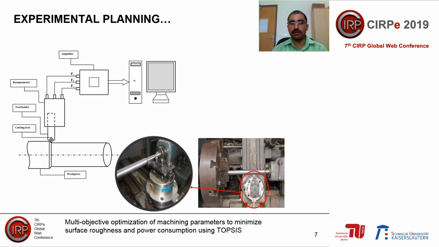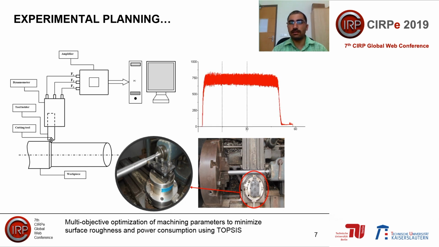And this is the actual picture of the setup, in which the Kistler dynamometer is clearly visible, on which the tool post is resting. In the tool post there is a tool holder, and the cutting inserts are held on the tool holder. This is the component which was machined, and this is one of the readings taken during the experiments of the cutting process.